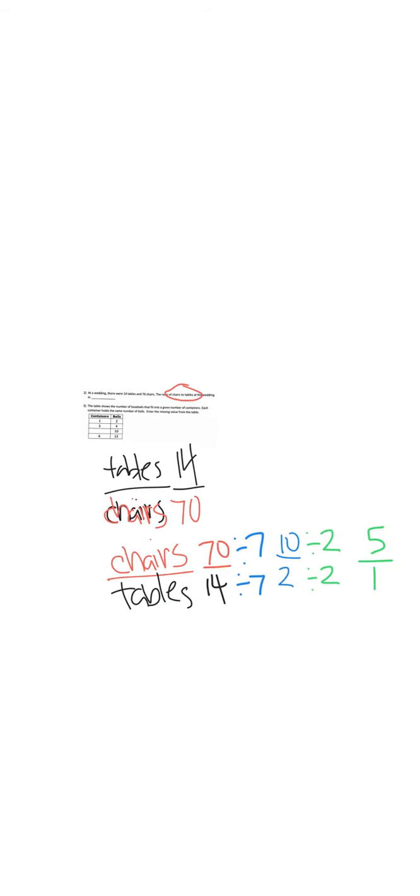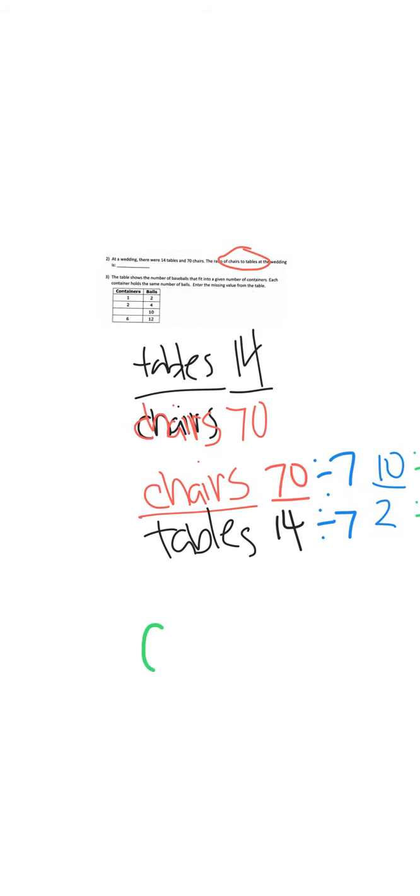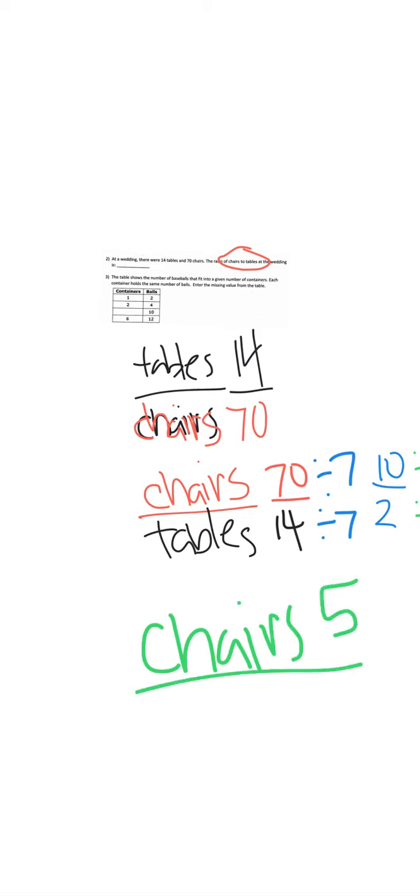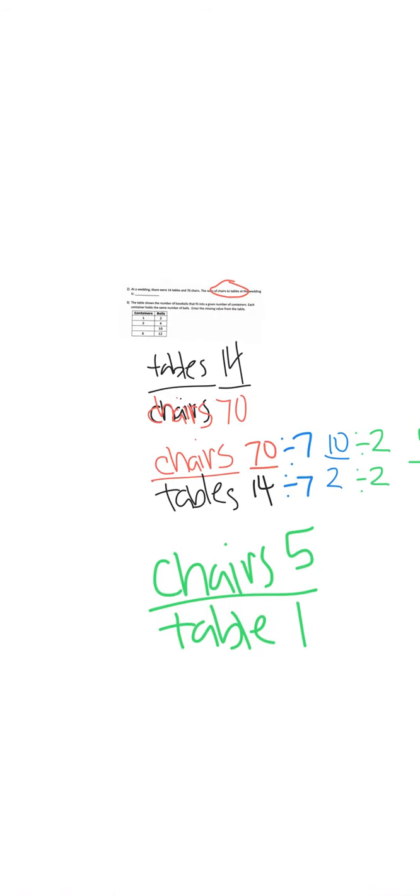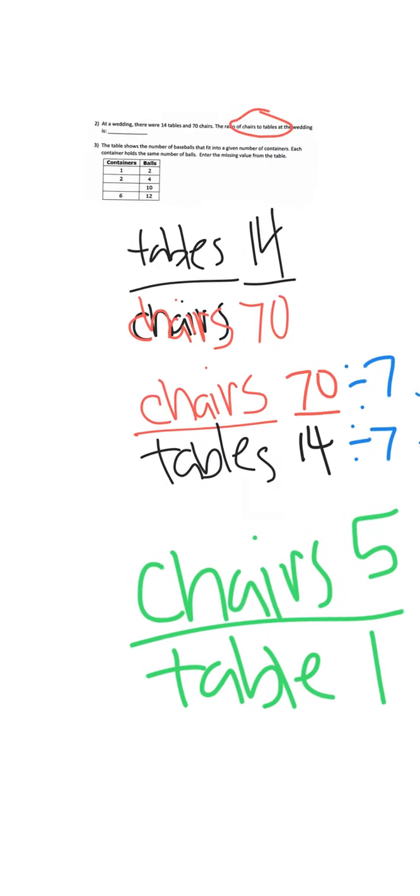So chairs and tables is actually, there's 5 chairs for every table, right? For every 1 table. So that's my answer here. 5 to 1. All right, that was number 2.